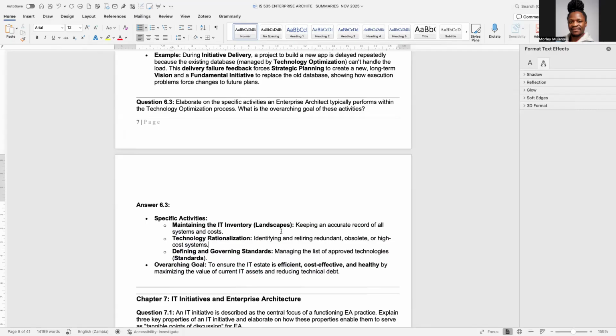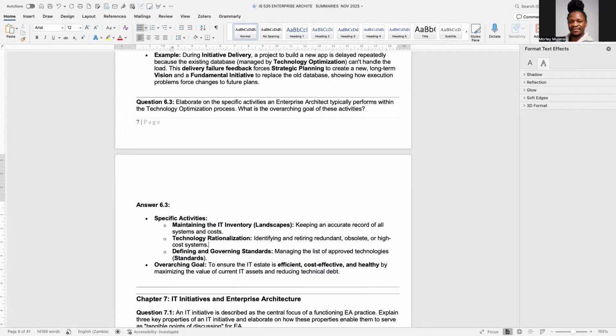And then the last activity, they also define and govern standards. So managing the official approved list of technologies, okay, that's their other activity. They are also involved in managing the list of approved technologies. These are our standards artifacts, okay? And this prevents project teams from constantly introducing new unsupported tools. Okay.